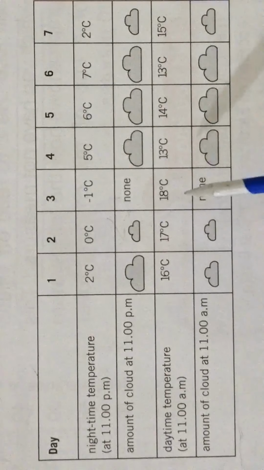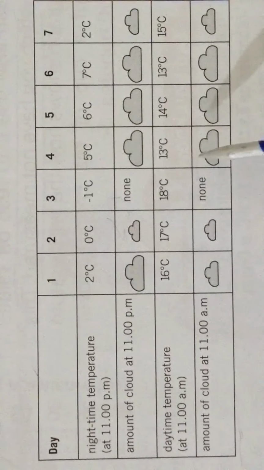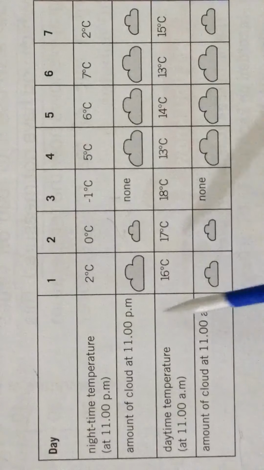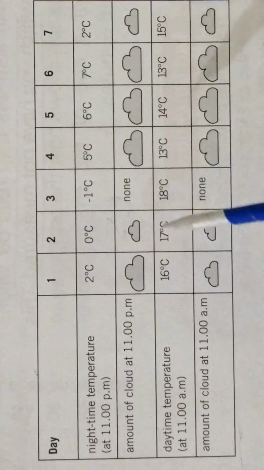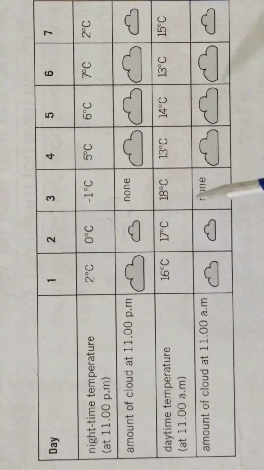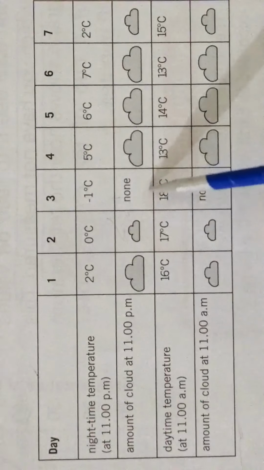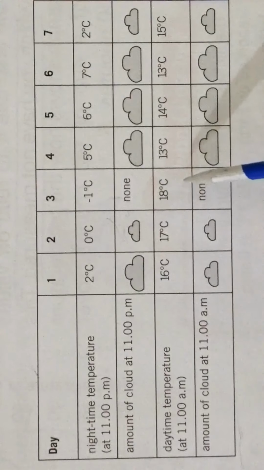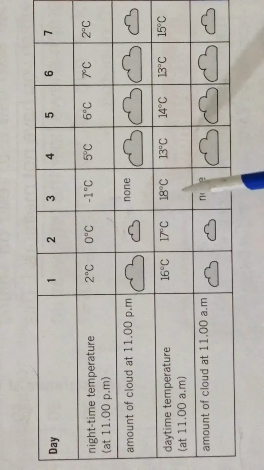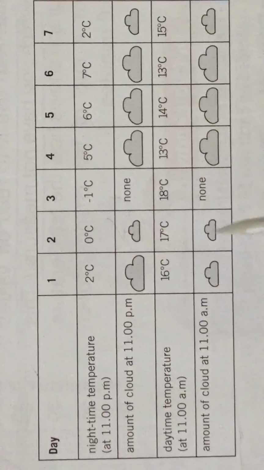16, 17, 18, then 13, 14. So which number do you find the biggest one, according to descending order and ascending order, you can follow it. Which is the biggest number of this table? So here you can find 18. 18 degrees Celsius is the biggest number, so this will become the highest temperature of this table, the highest temperature of the night time as well as the daytime.